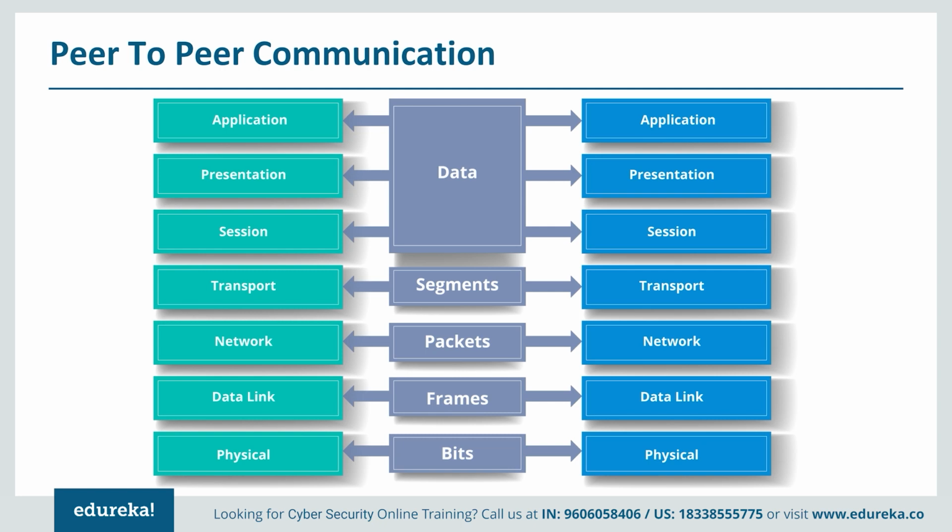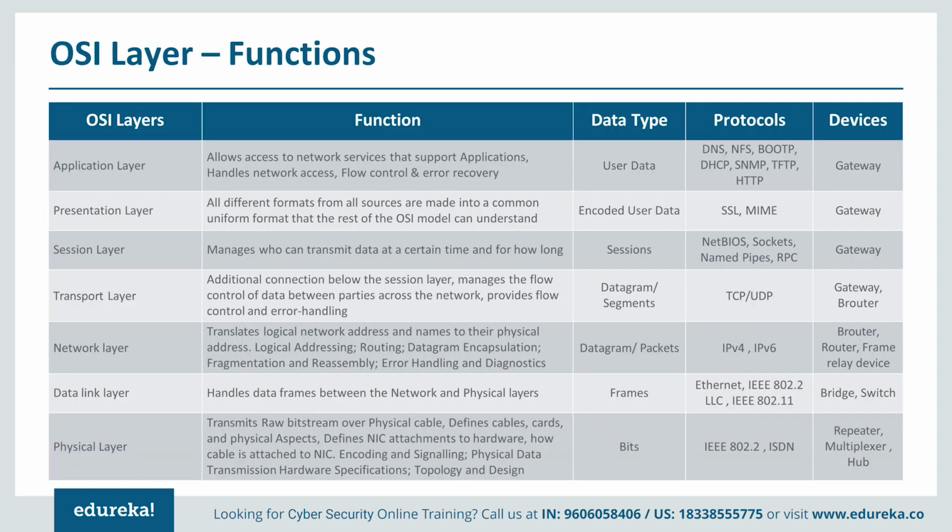When we see the TCP/IP model, the top 3 layers, the session, presentation, and application layers, will be combined as one. And this slide tells you what protocols are available and what type of devices you can connect to the network. The application layer is usually used for applications where the user tries to connect to the network. The protocols used are DNS, domain name system, NFS, BOOTP, DHCP, SNMP, TFTP, and HTTP. These are the protocols which work on the application layer.